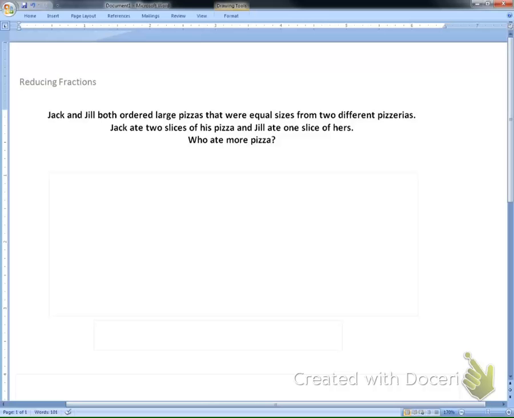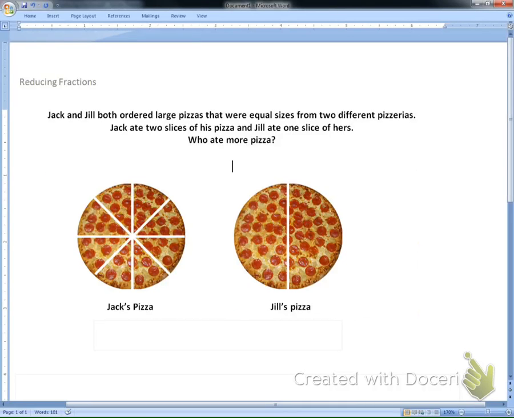You know the answer to this, right? You're confident? Well, let's take a look. Make sure that you're right. Take a look at these pizzas. Jack ate 2 slices. Jill ate 1. Now, after looking at this, you could see, well, yeah, Jill really did eat more pizza than Jack. It's because of the way they were sliced.